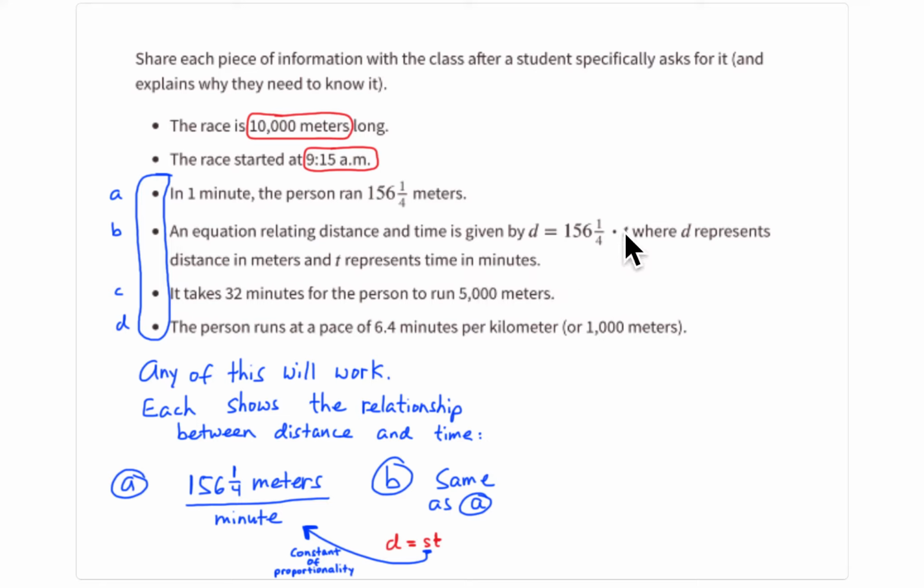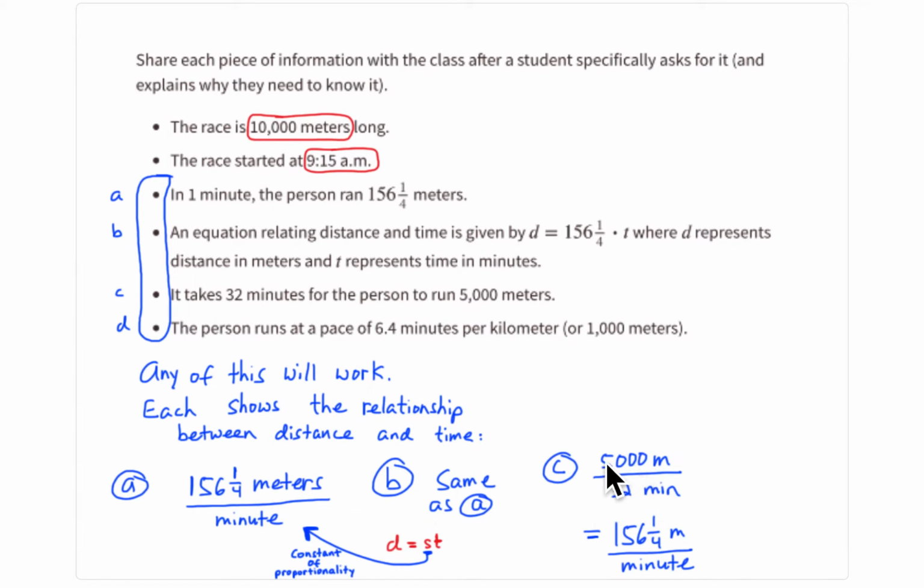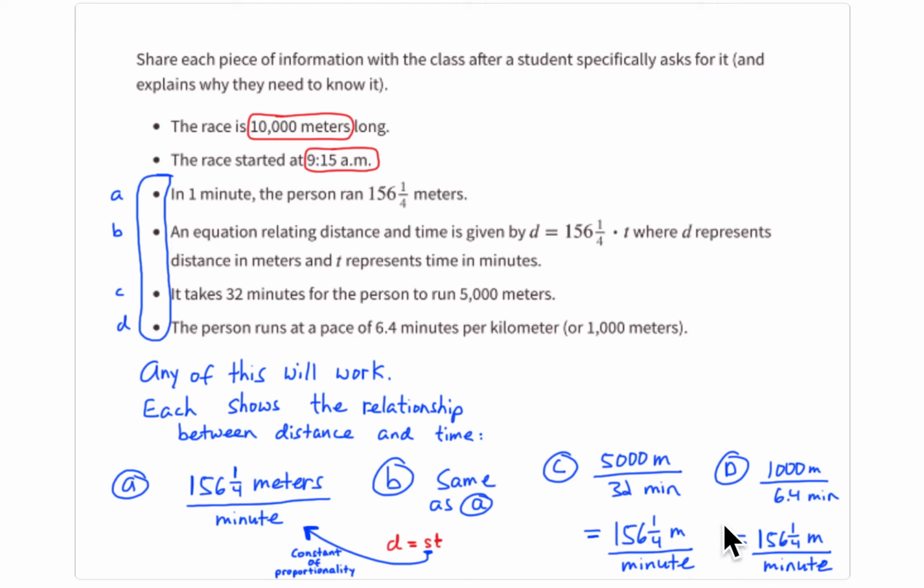B is the same thing. So right here in the equation, distance is equal to speed times time. So it's 156 1/4 meters per minute. So B is the same. C is also the same. It's just given to you as 5,000 meters in 32 minutes. So if you simplify this down to how far that is per minute, you're going to get an answer of 156 1/4 meters per minute. And D is the same. It's just giving you twice the distance and twice the time. So it should be 10,000 meters, not 1,000 meters, but this should be 10,000 meters. Oh, I'm sorry. D is giving you 1,000 meters, so it's giving you 1/5 the distance and 1/5 the time, which works out, by the way, to be 10,000 meters in 64 minutes, which would then be twice the distance and twice the time. So if you simplify this, you're going to also get 156 1/4 meters per minute.